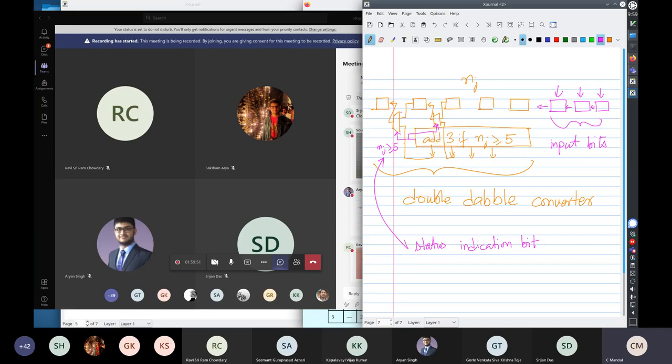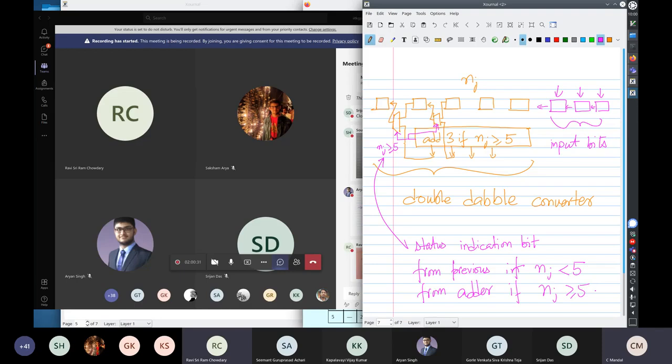So the input here is either from the previous bit, if nj is less than 5, or from the adder, if nj is greater than or equal to 5. So that's all. It's as simple as that.